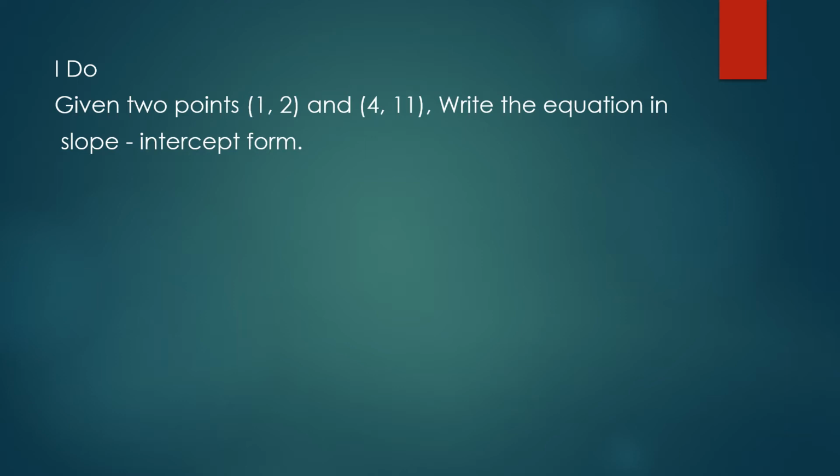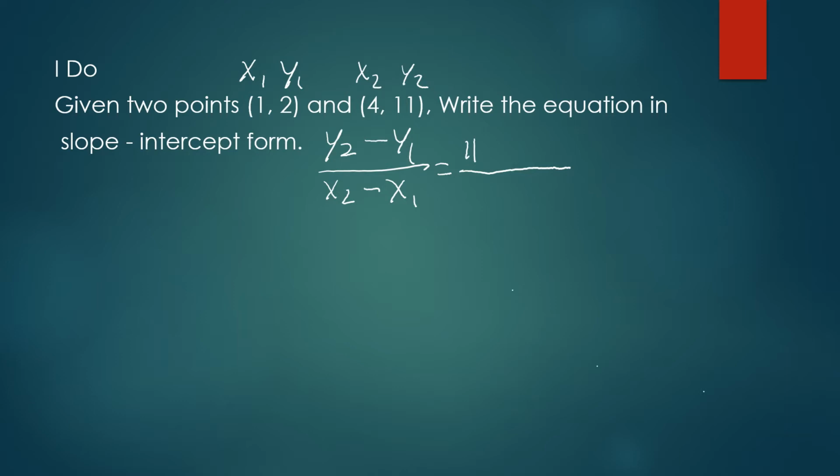So the first thing I'm going to do is label my points. Then I'm going to use the slope formula. Now I'm going to substitute my points. 11 minus 2. Notice that I put the second one in parentheses. 4 minus 1, and that is so that way if you have one with a negative, you can separate the minus from the negative.